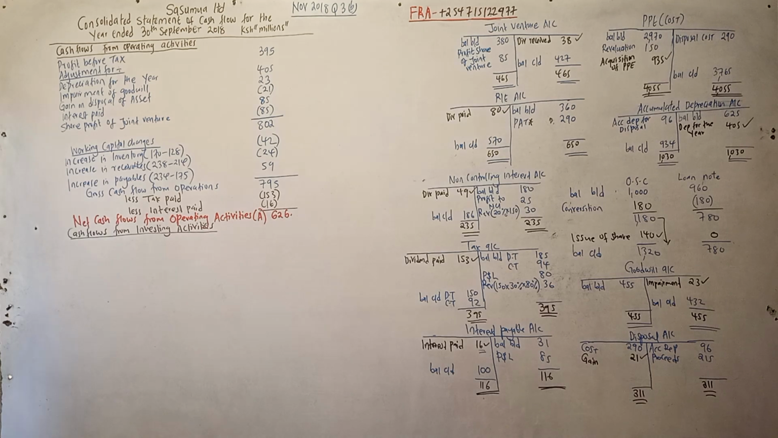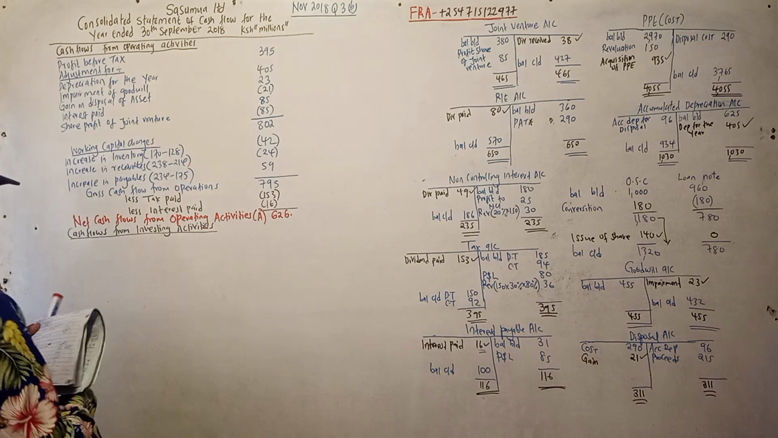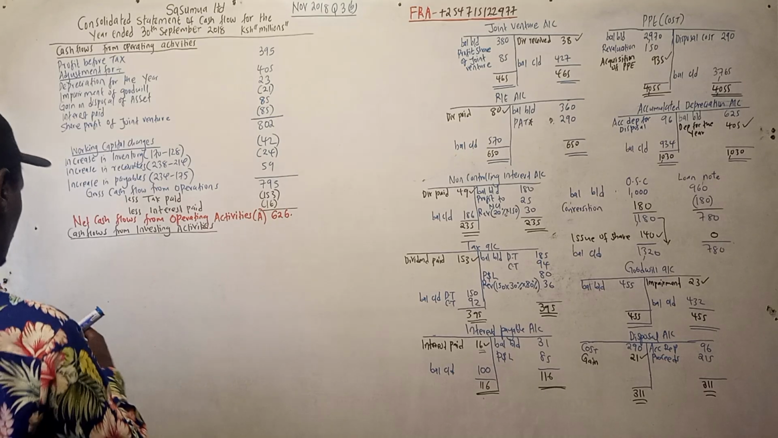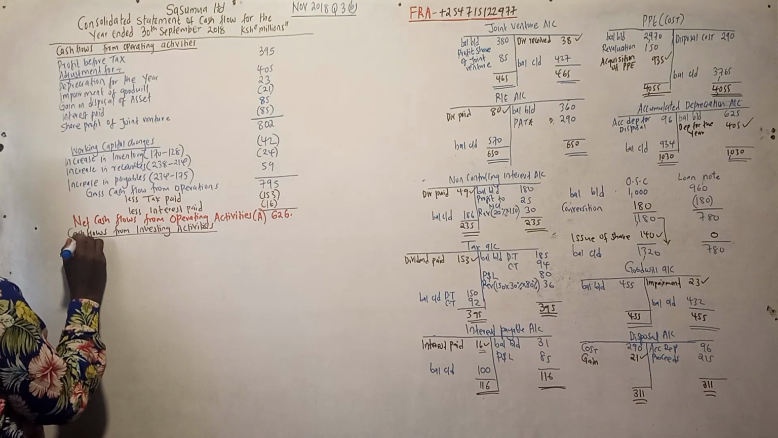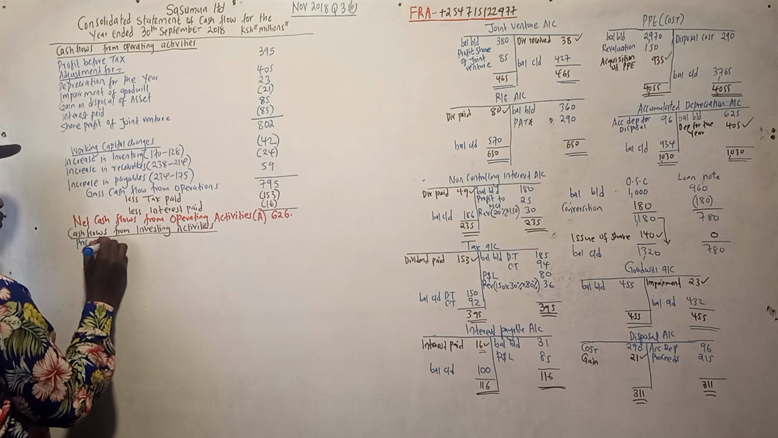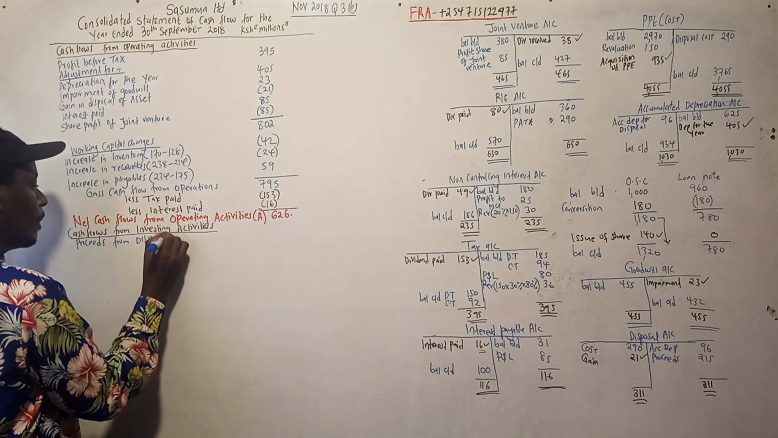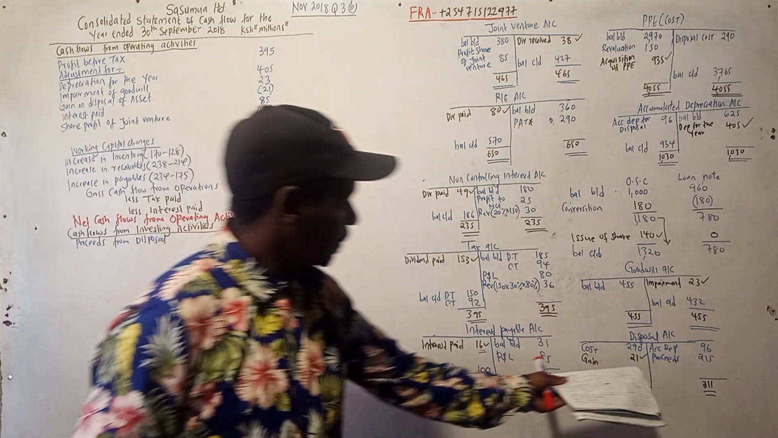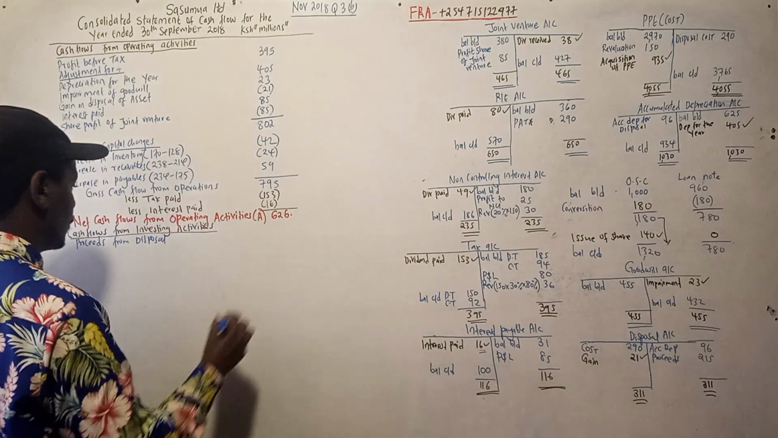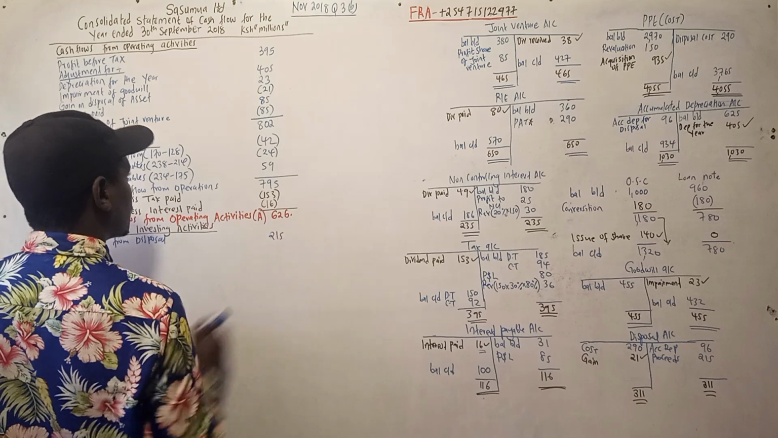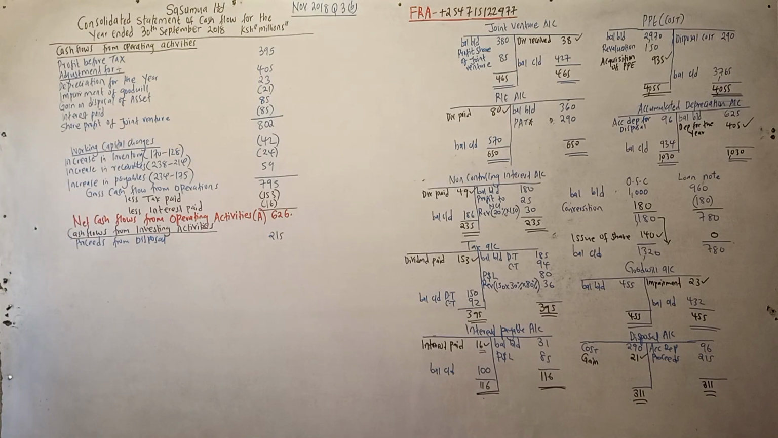So we have number one, proceeds from disposal. Now the disposal account, we have it here. The profit was 215, so we add it back. So that one is money in.